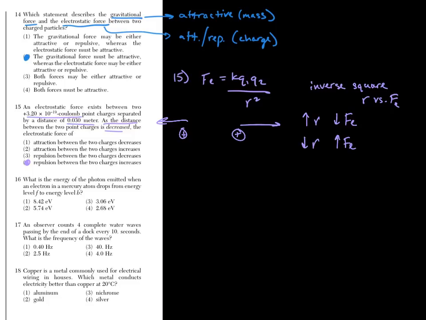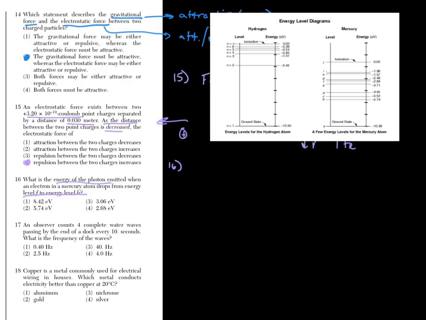Number 16, let's talk about modern physics. We're going to need the reference table. So what is the energy of the photon when the electron drops from energy level F to energy level B? So I'm going to pull out the reference table in a bit. All right, so we're focusing on Mercury. That's the one on the right.